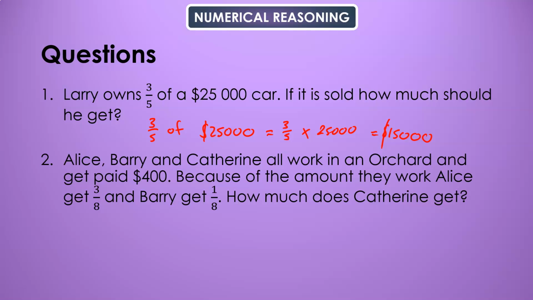Question 2, Alice, Barry and Catherine all work in an orchard and get paid $400. Because of the amount they work, Alice gets 3/8, Barry gets 1/8. How much will Catherine get? So let's start off with Alice. She gets 3/8 times $400. And if we use our calculator, that's $150.